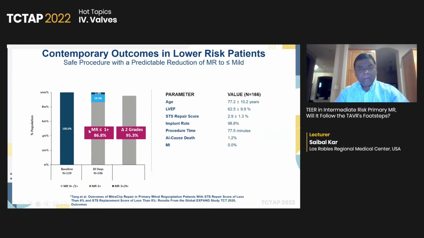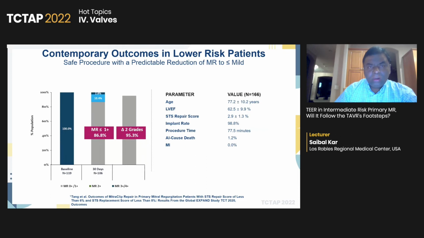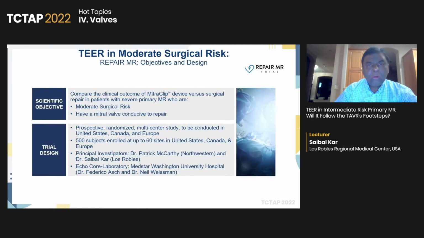If you look at the contemporary data from the TVT registry, with patients who are older, you can see the same thing: when you're older, like 77 plus, at 30 days, 86.8% had 1+, and a 2-grade reduction in 95% of patients. So this leads us to the second stage: what do we do with patients who are at intermediate risk?